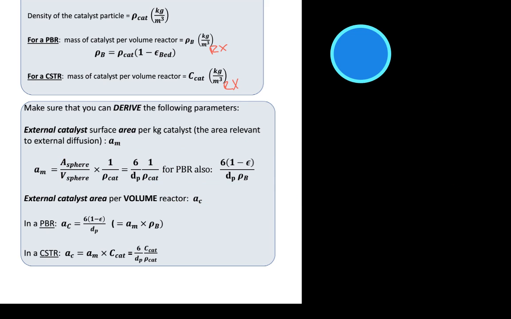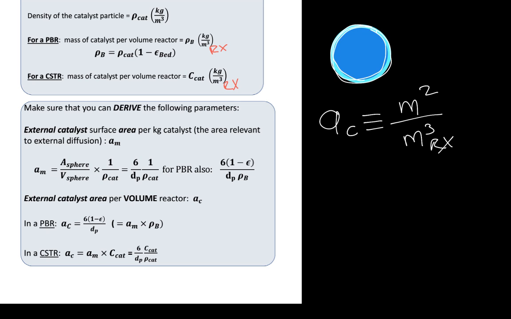The next conversion factor that we want to define is A subscript C, AC. That is the symbol that tells us the amount of external catalyst area, in meters squared, that you have available per cubic meter, but now not per cubic meter catalyst, but per cubic meter reactor. So if I have a 5 cubic meter CSTR and I know the value of AC, I will be able to calculate the total external surface area of my catalyst that is present in that reactor.